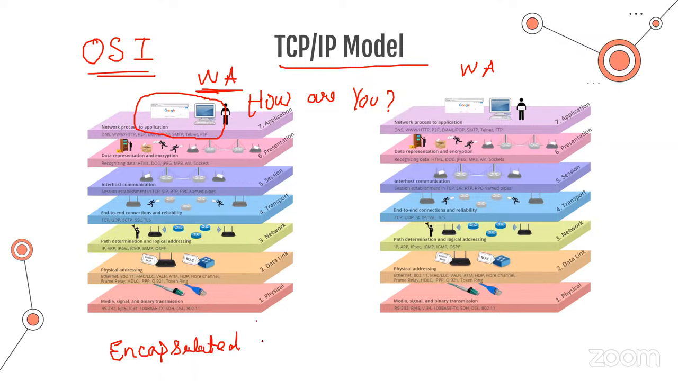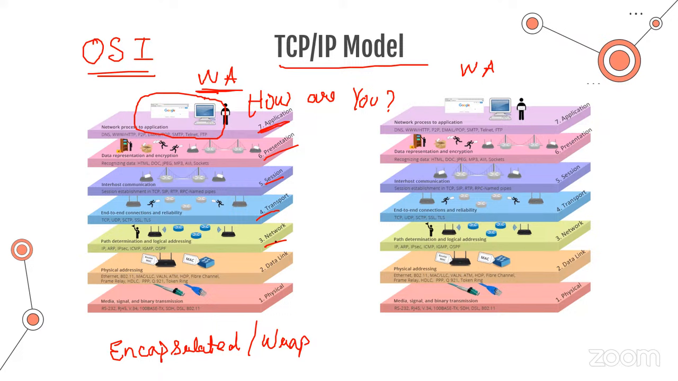Encapsulated. Or can we call it encrypted also? No, not encryption. Encryption does not happen here. Encryption happens in a few other layers beyond this, right? Encryption is a part of security, and that security does not happen over this layer. There are a few different layers, like presentation, session, transport layer, which also provide security to it, and the network layer also provides security. So I'm not going to get into encryption for now, but I'm going to just talk about encapsulation.